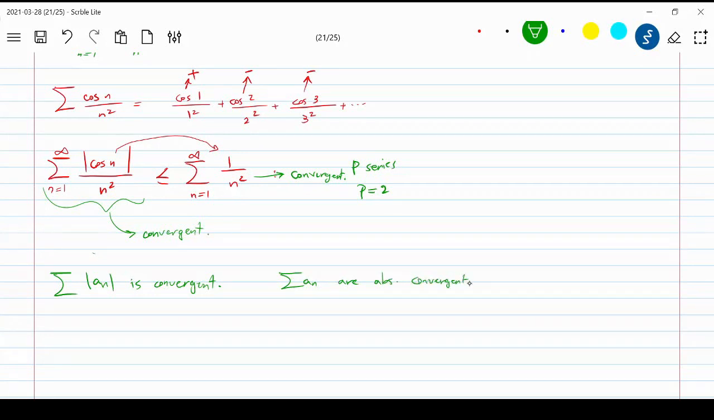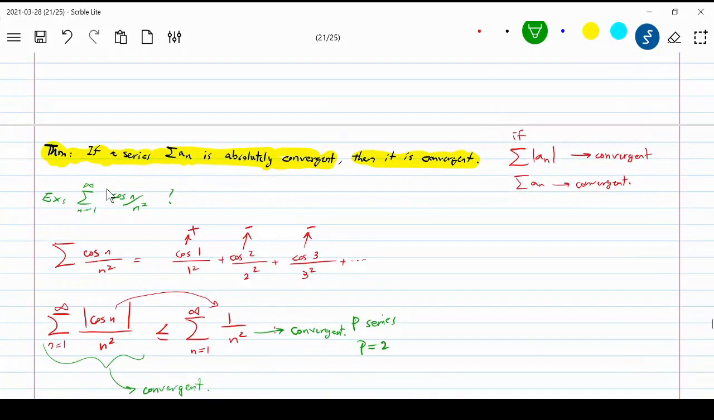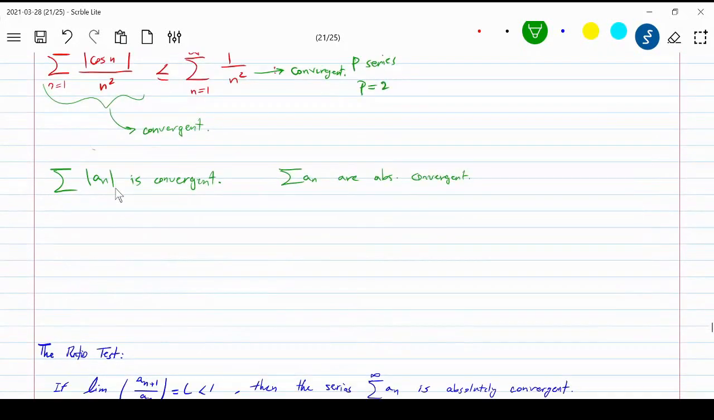And by the theorem that we had, if the summation of an's is absolutely convergent, then itself it is convergent. And that's quite the given. Then I can say this summation of an is convergent. The moment that you figure out that this absolute value is convergent, this is also a given always.